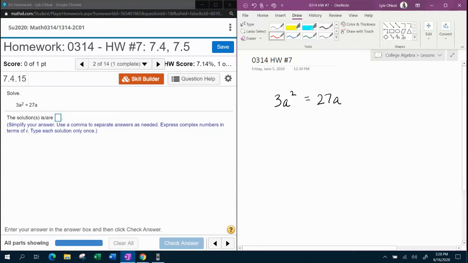All right, here we go. Question number two from our 0314 homework number seven in MyLab Math. And the instructions say solve. Here we have another quadratic equation.